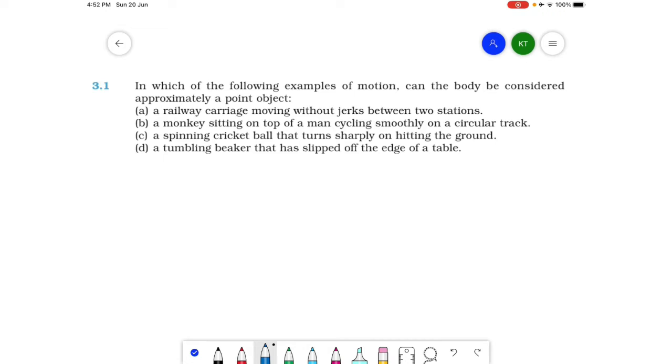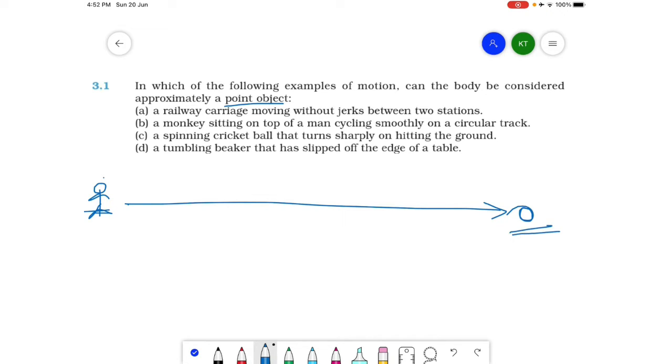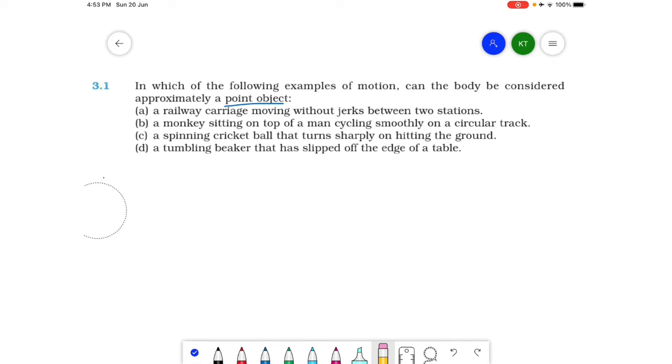Let's read the question. In which of the following examples of motion can the body be considered approximately a point object? So the question here is, how do you identify an object that is in motion as a point object? So what is a point object? Suppose I have an object here and I'm observing it from a very far distance. There is a very large distance between my eyesight and the object. Then this is considered to be a point object. This is if it is stationary.